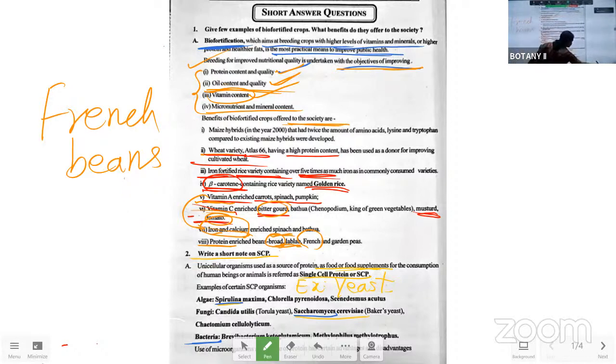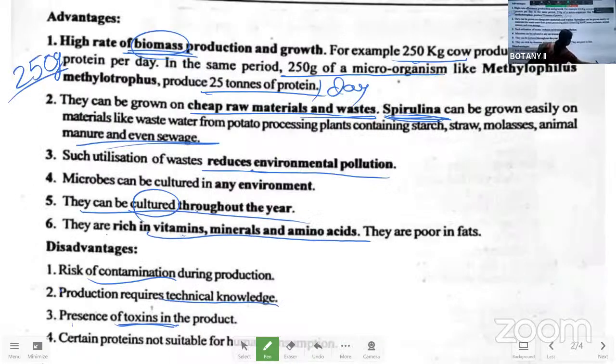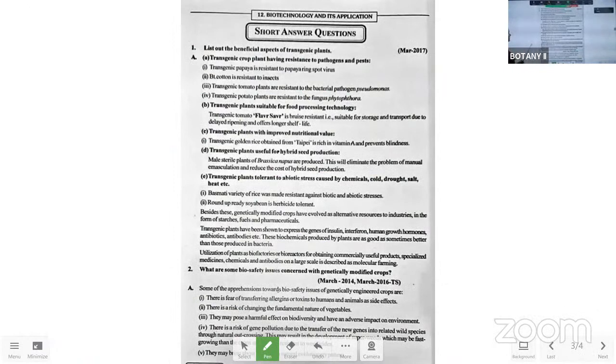Okay, and the next one is from the 12th chapter, that is applications of biotechnology. In that, again, we have 4 questions. Out of 4 questions, 1 question we can expect. Okay, so that 1 question, which one may it come from, the 11th or the 12th chapter? Mostly they will give from the 12th chapter.